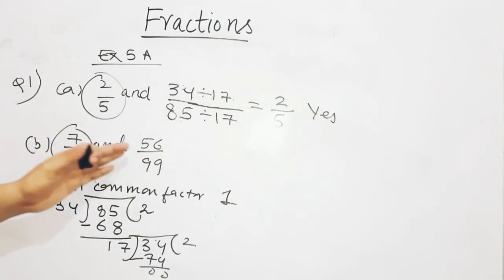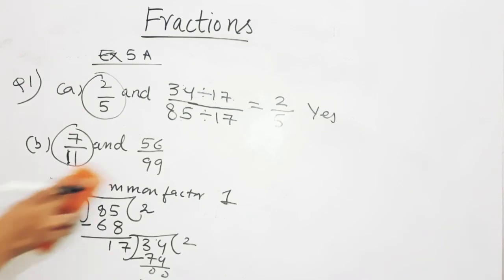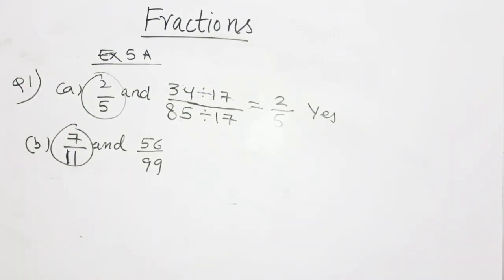Now coming to the second option, 56 and 99. You have to take the HCF of 56 and 99. So option number 2 you will do yourself. That is your task for today, but you have to do it in the classwork copy only. Not in homework. So I hope everybody must have understood.